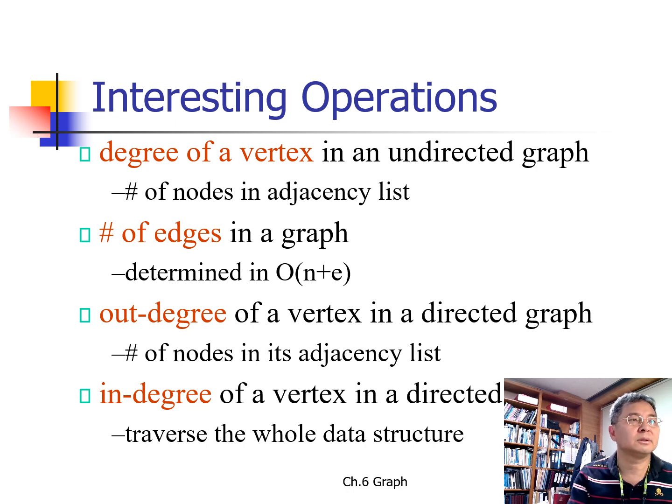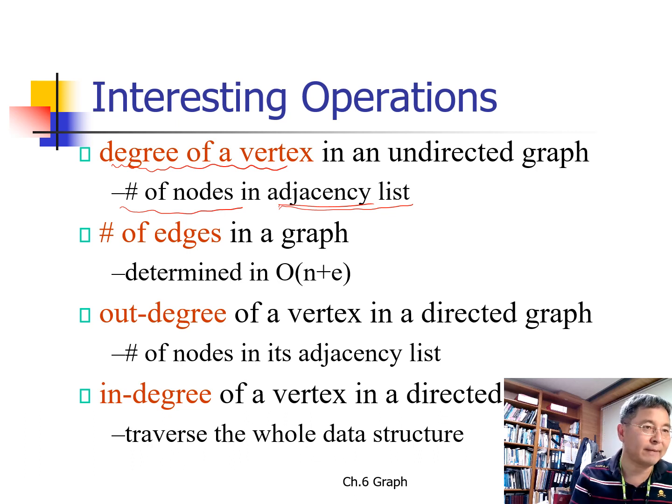Okay, so for the degree of a vertex in an adjacency list, it means the number of nodes connected to this list. Okay, that's the degree of a vertex in an undirected graph. And what is the out degree of a vertex in a directed graph? So, an interesting operation in linked list representation.